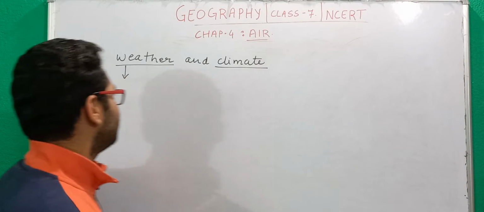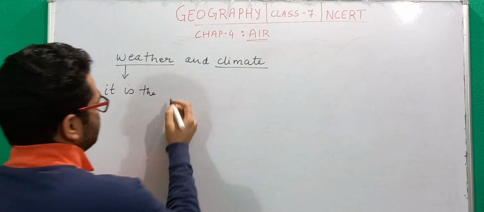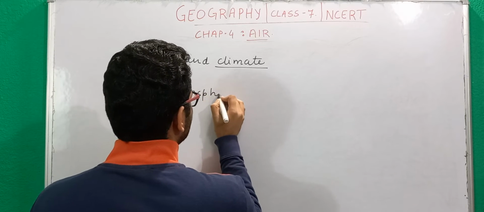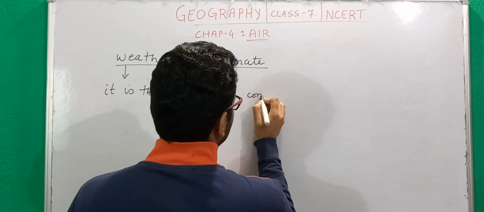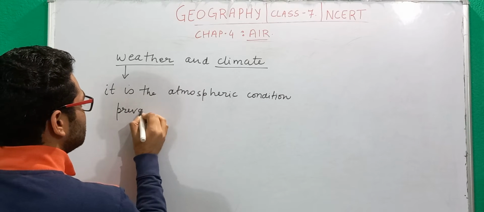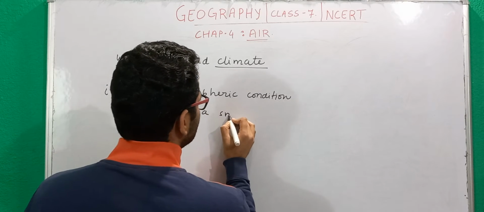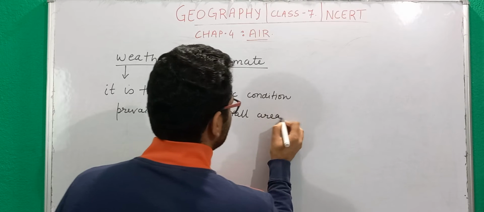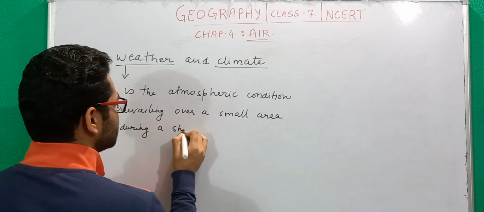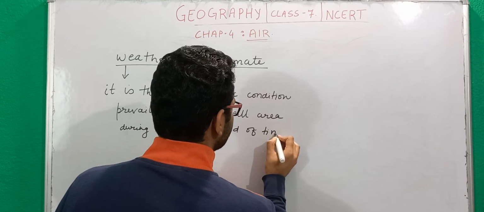So when we say weather, it is the atmospheric condition prevailing over a small area during a short period of time, right? During a short period of time.